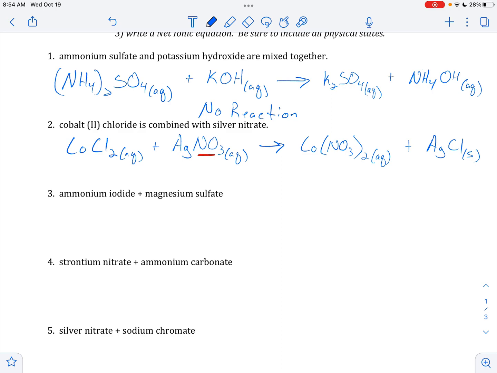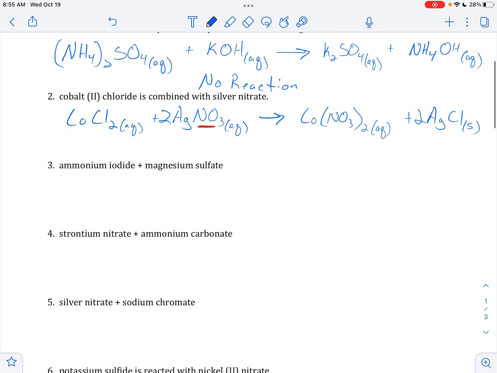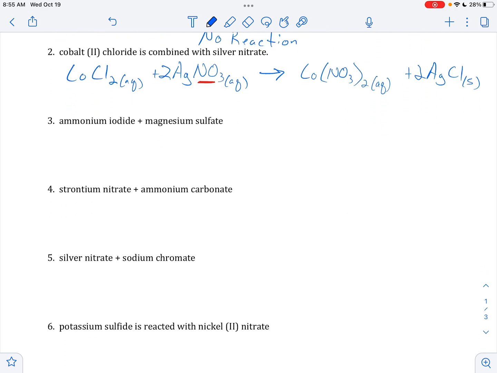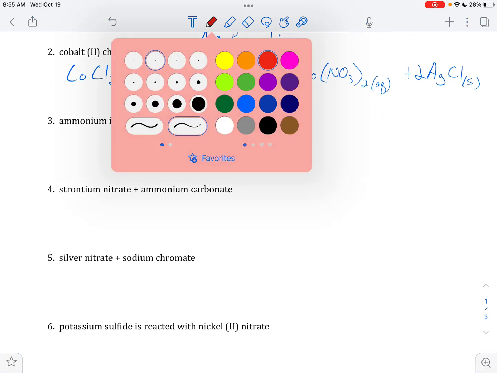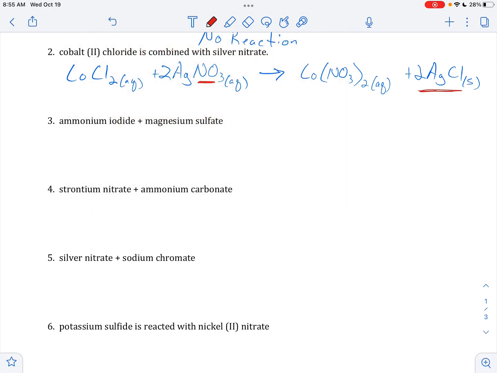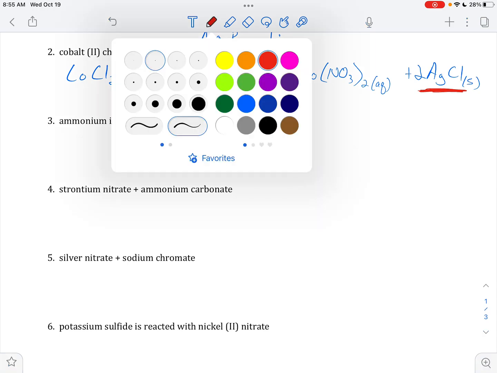Now I also have to balance this equation. So I can balance this equation by putting a 2 in front of the silver chloride, 2 in front of the silver nitrate, and that's now a balanced equation. Now, to write my net ionic equation, I am concerned about the solid precipitate, and I'm concerned about the ions that produce that solid precipitate.